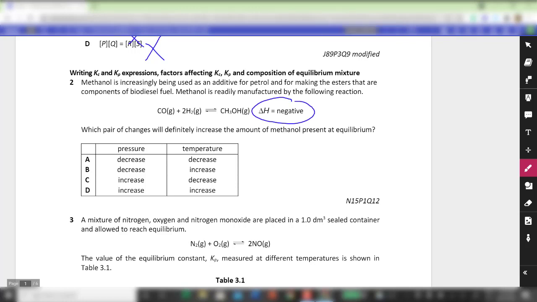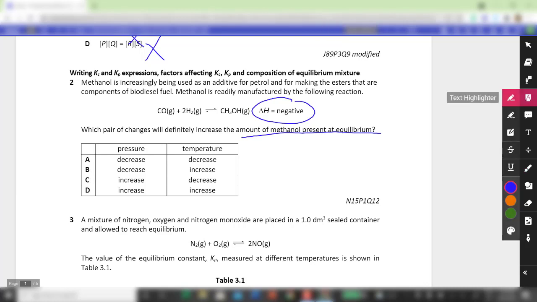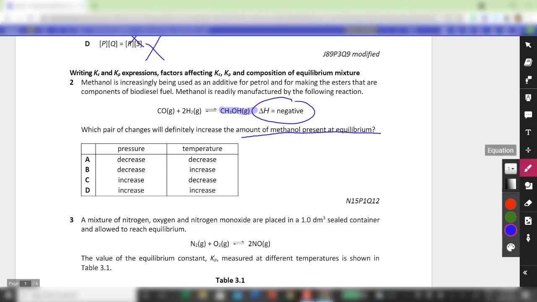If you look at what they want you to do, they ask which pair of changes will definitely increase the amount of methanol at equilibrium. So basically they want methanol amounts to go up. You want more methanol. If you scrutinize the columns, you have pressure and temperature, and the combination is either decrease, decrease, decrease, increase, etc. So you only have 4 options.